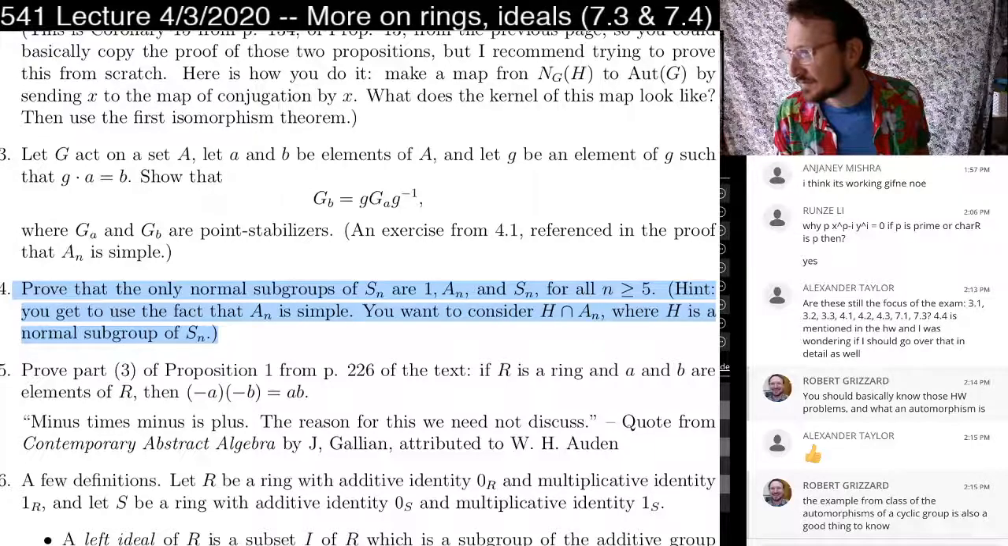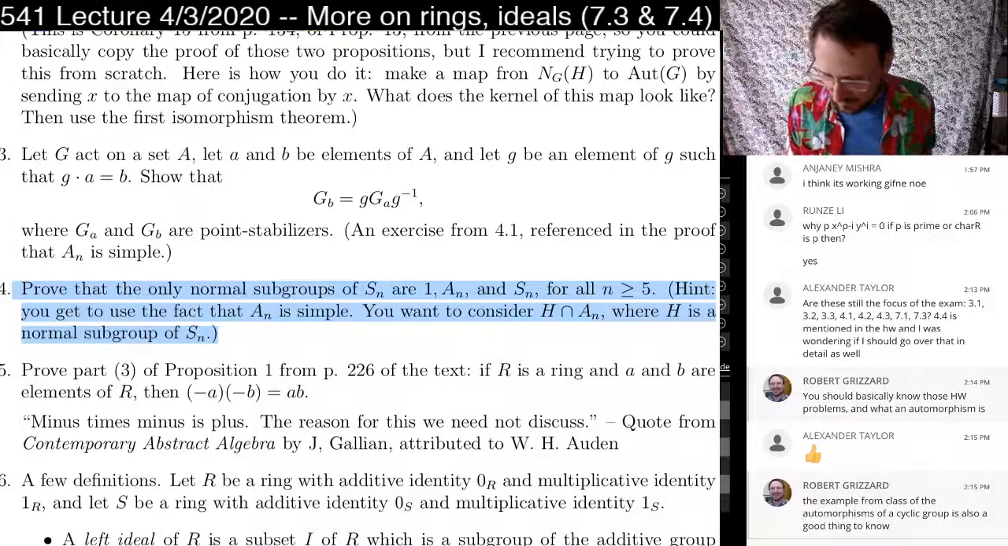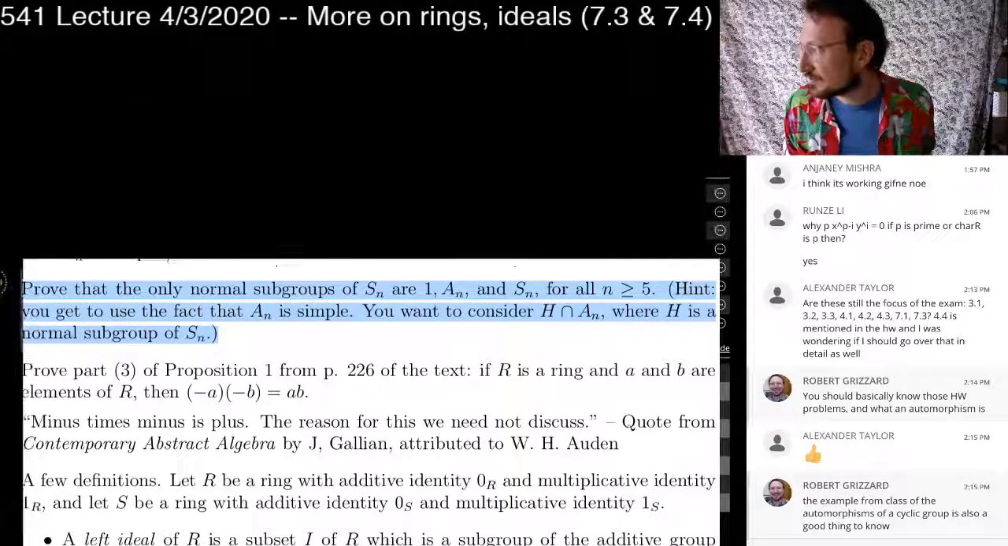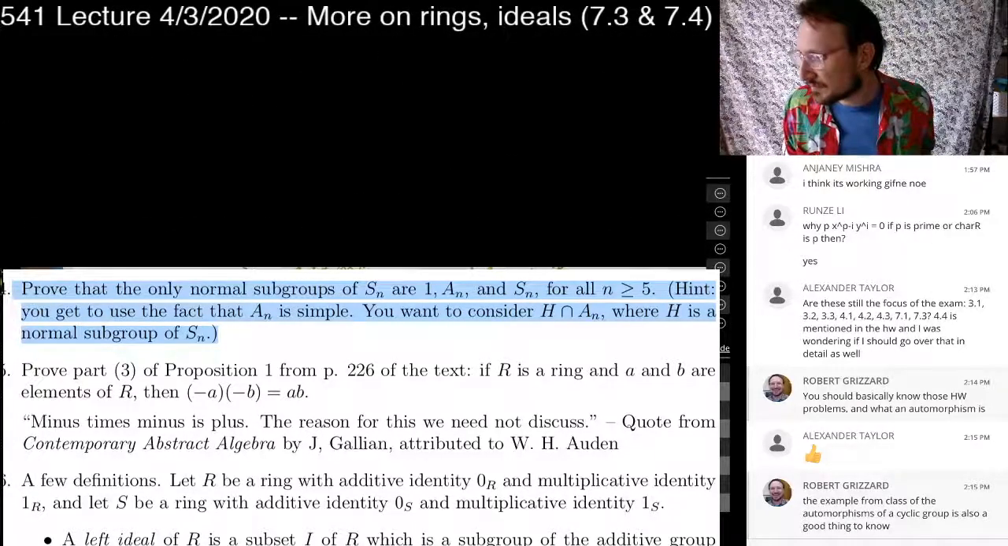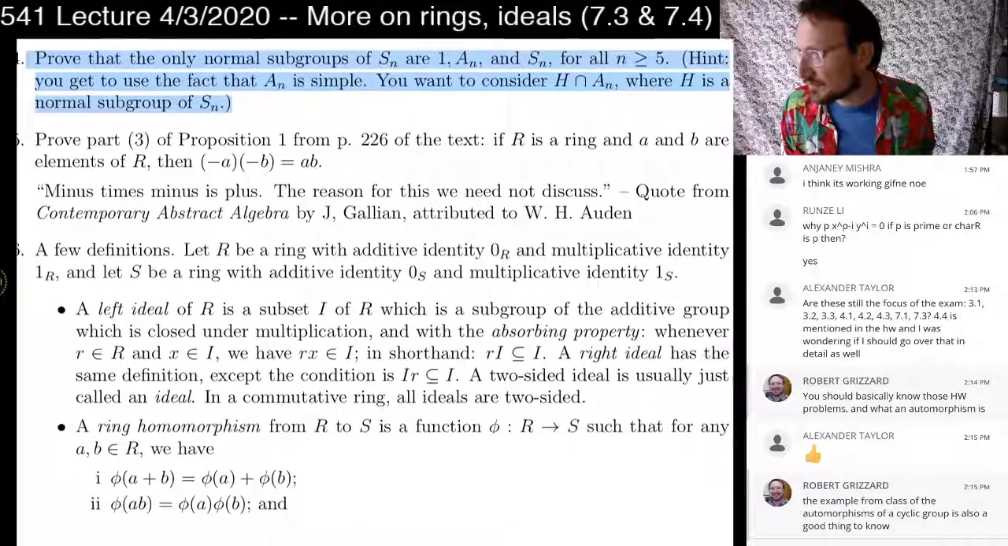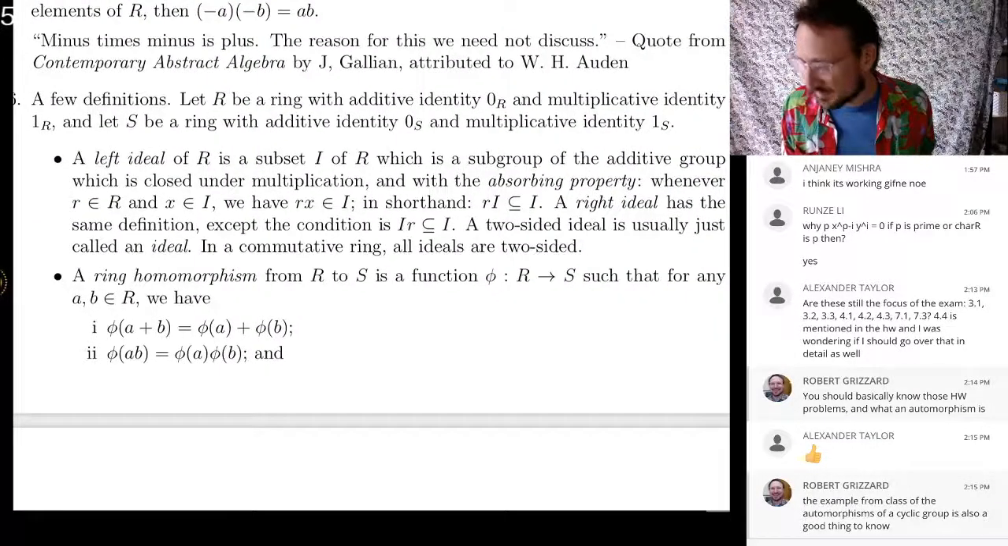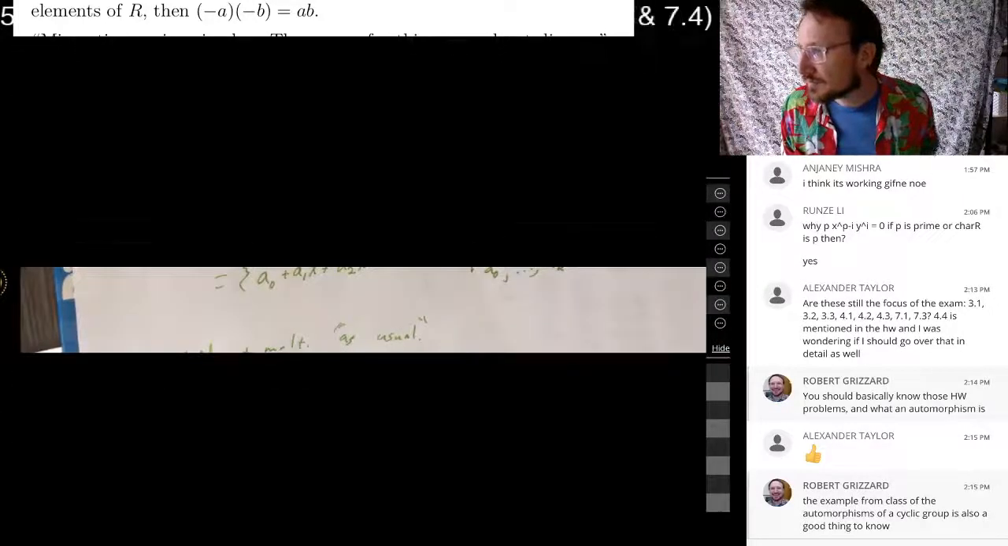Yeah, what I think is that you want us to prove that if we suppose there exists another normal subgroup called H, we need to prove that H intersect with An is still An, which means that H is a normal subgroup of An. But An is a simple group, so H can only be 1 or An. I guess that's what you want us to do, but I'm not sure, and I have no idea how to prove that.